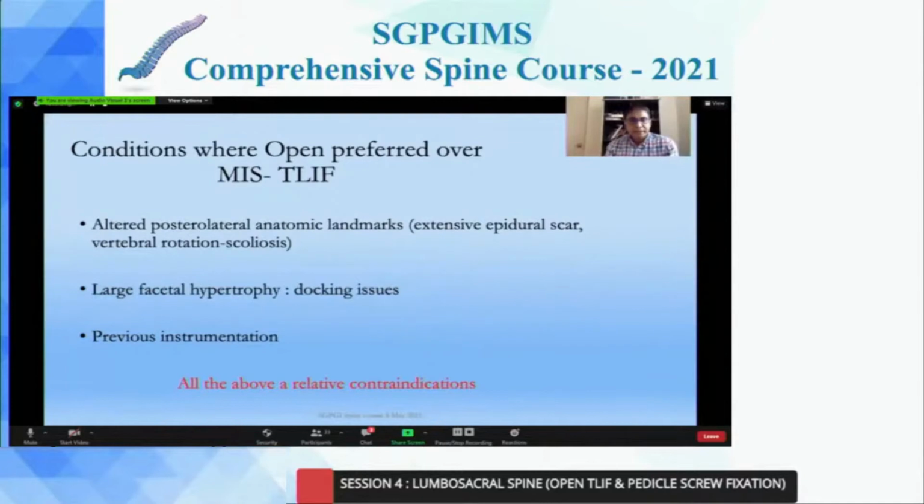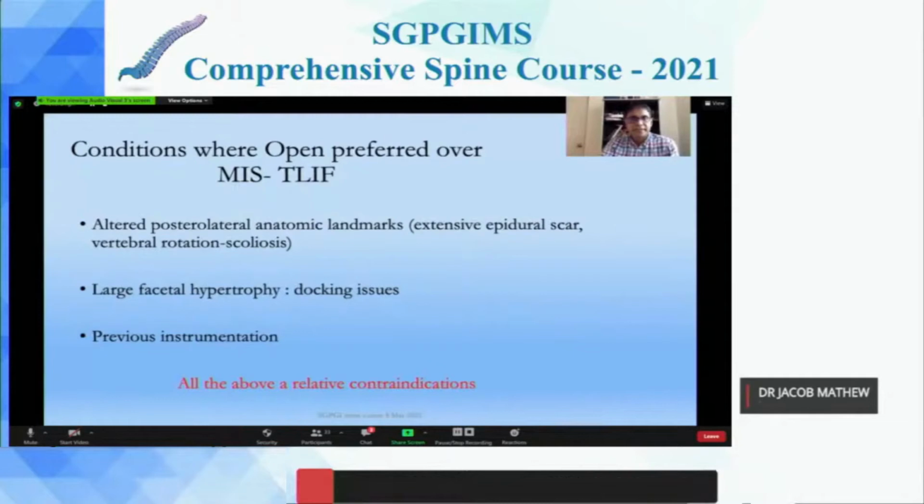Docking issues can occur if there is a very large facet. Most of these are relative contraindications. Like I said, many of the faculty have good experience with MIS TLIF even in these difficult cases.